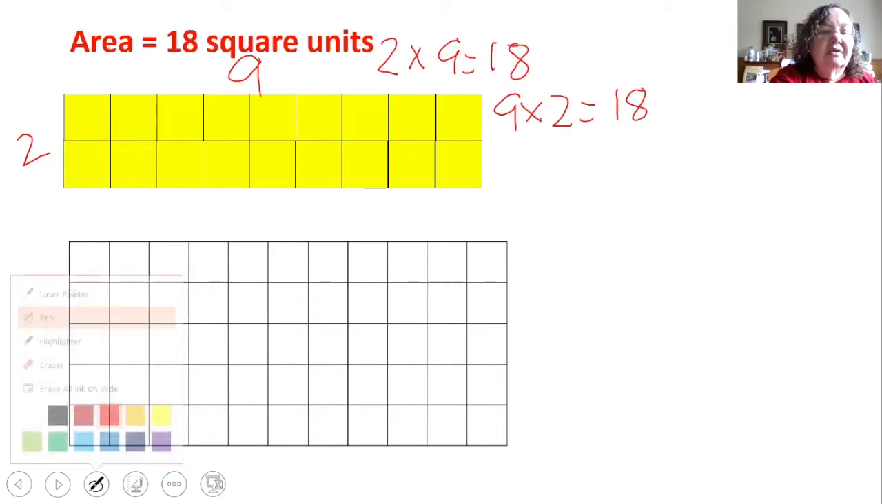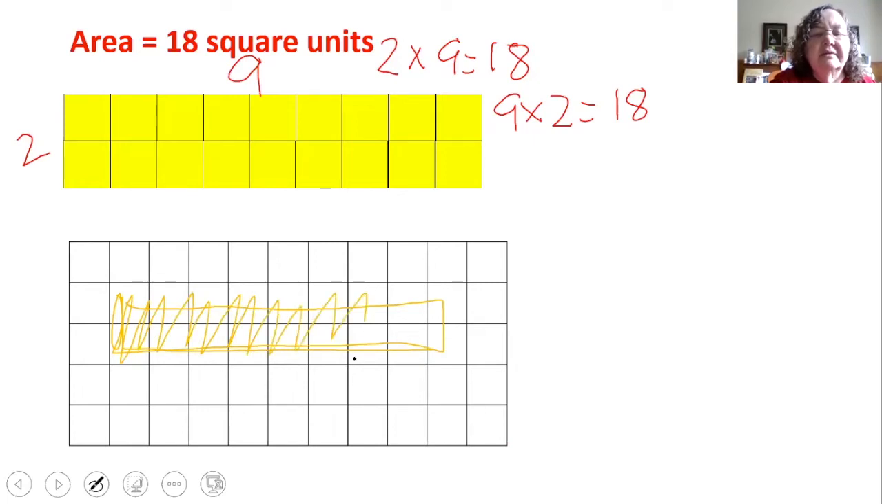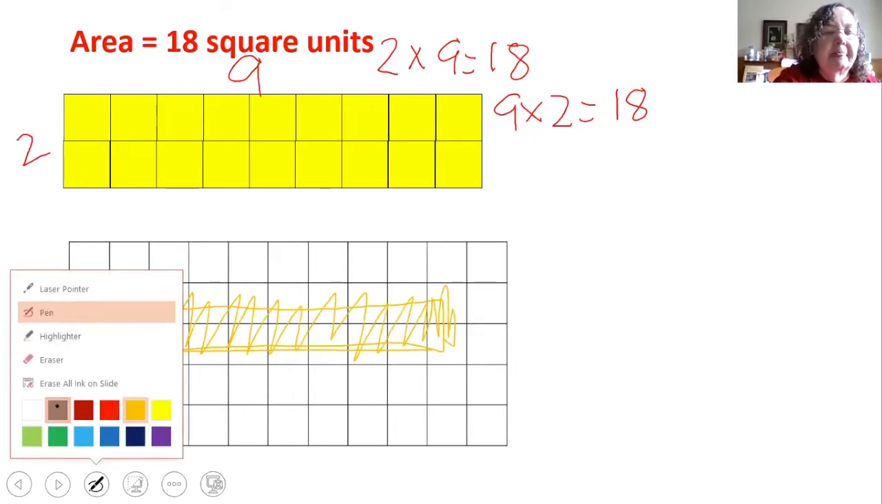So I want to model what I built onto my grid paper. And so now I have 1, 2, 3, 4, 5, 6, 7, 8, 9. There is my model. Now I need to find the perimeter.